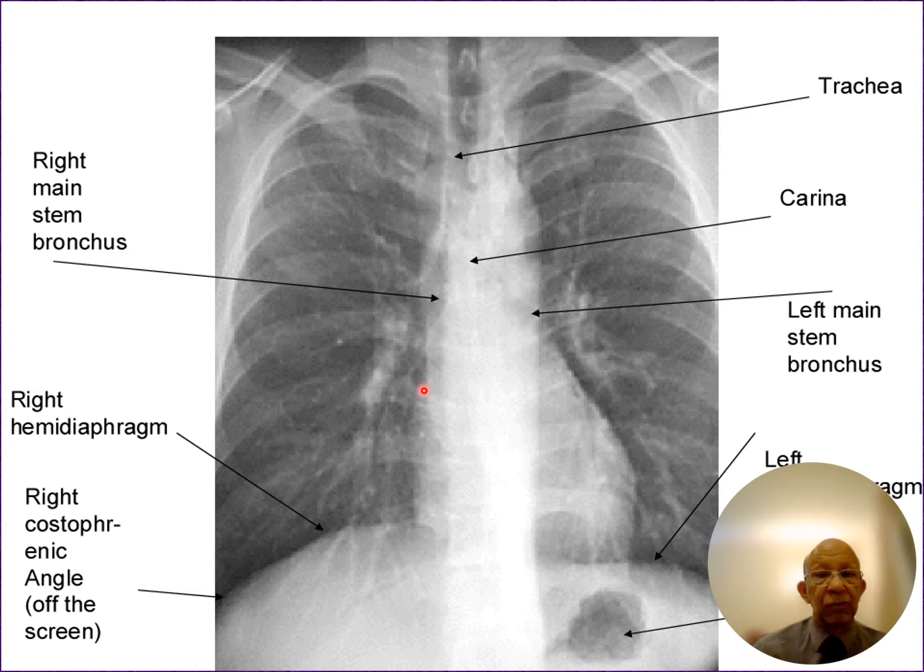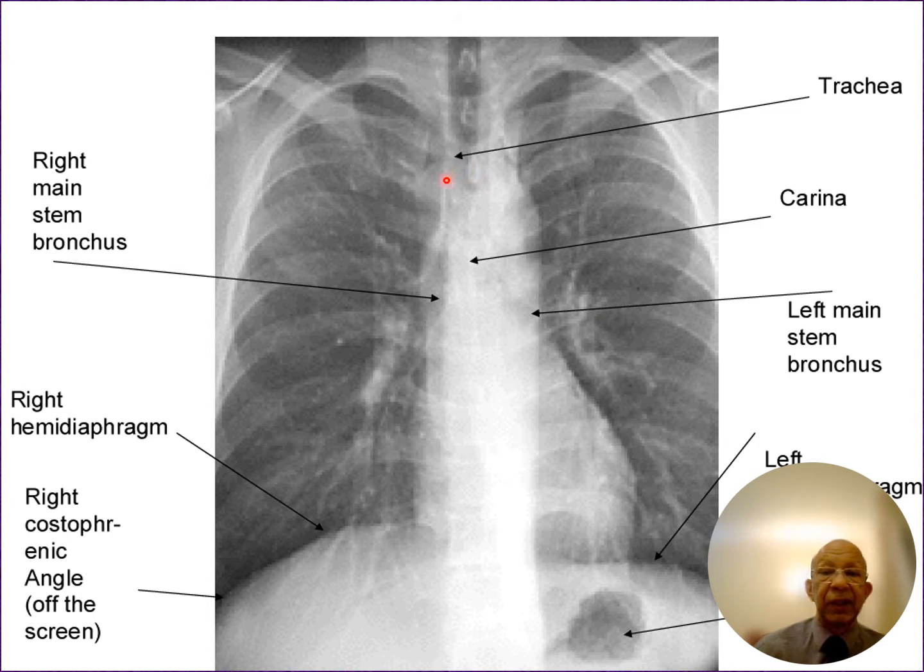So, right costophrenic angle, you can see the right main bronchus on this X-ray. You can see the carina, the left main bronchus, the trachea, the left hemidiaphragm, and again the right hemidiaphragm is higher than the left hemidiaphragm. On the other hand, the left hilum is usually higher than the right hilum. The hila should be concave outwards, and you can see that they are concave outwards.